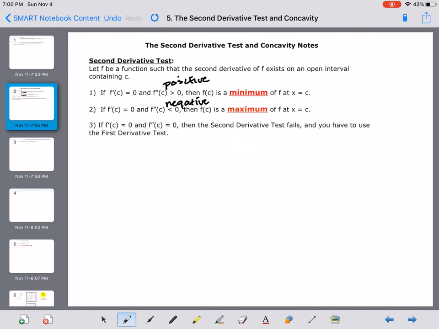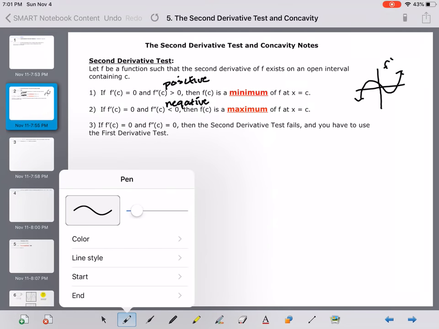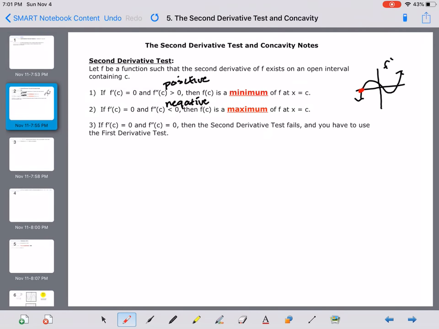If we think about a graph, and we kind of started talking about this on Friday, let's say we had a graph, and this graph was not our function, but it was the first derivative graph. Okay. The zeros of our first derivative, these zeros right here, are x-intercepts. Those are where our derivative is equal to 0. So those are our critical values.